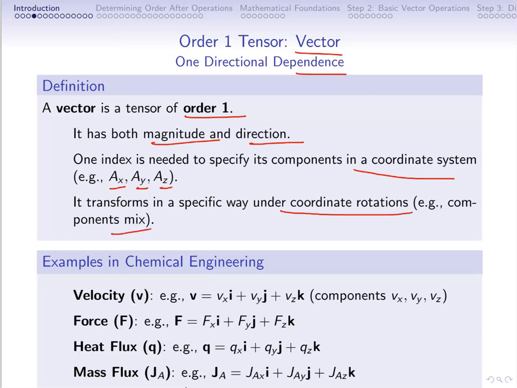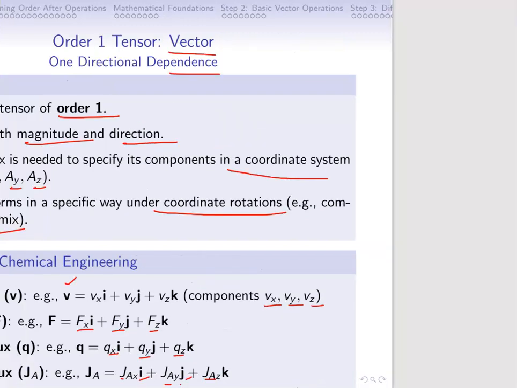So examples of vectors in chemical engineering: velocity. So here v is nothing but v_x i plus v_y j plus v_z k. So the components here are v_x, v_y and v_z. Force, that is F = F_x i plus F_y j plus F_z k. So here F_x, F_y and F_z are the components. Heat flux q: q_x i, q_y j, q_z k. So q_x, q_y and q_z are all components. And mass flux J_A: J_Ax i, J_Ay j and J_Az k. So these are the components of a vector.